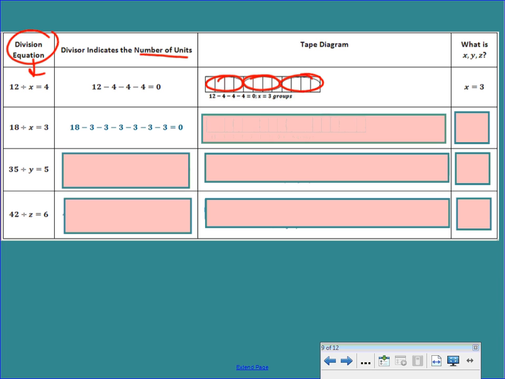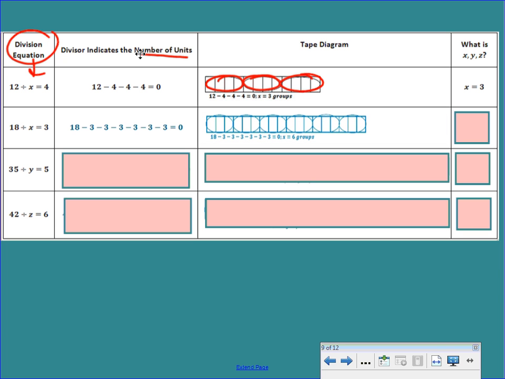So as you circle off your groups of 3, how many groups do you have? Well, I had to take it away 6 times. So I have 6 groups. So that means x equals 6. Try the next two. So let's take a look at the answers.